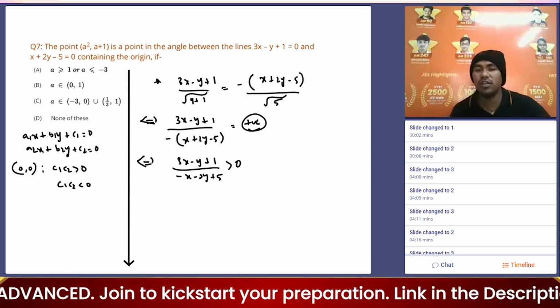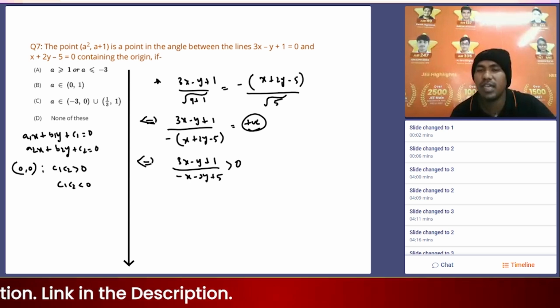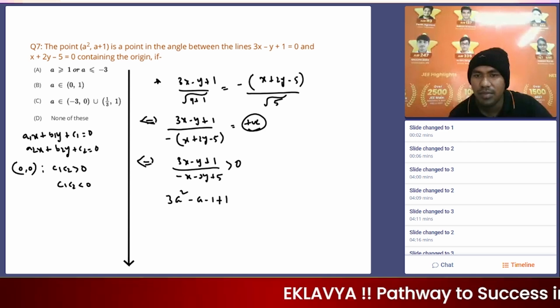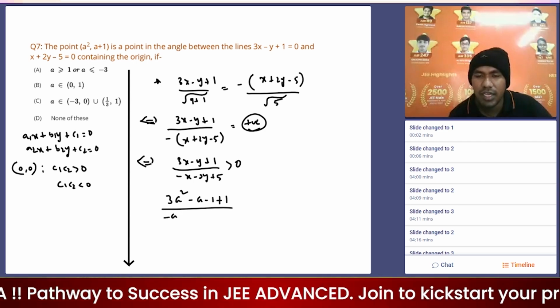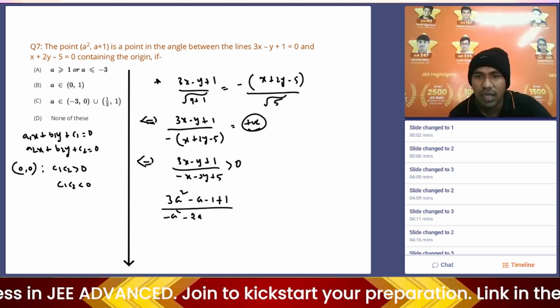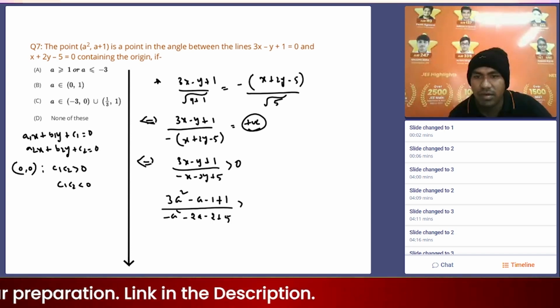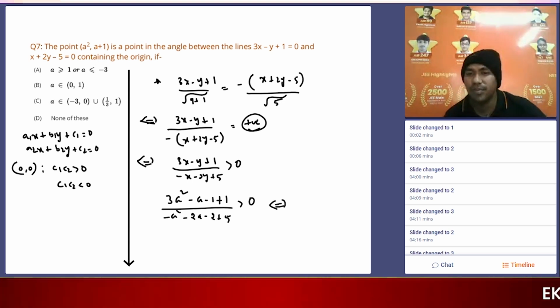Now whatever point we are substituting, it should satisfy this condition. If we substitute a square comma a plus 1 in this, then what will happen here? You will get 3a square minus a minus 1 plus 1 upon here minus a square and minus 2a minus 2 and plus 5, which is going to be greater than 0, right? Now from here what will happen?